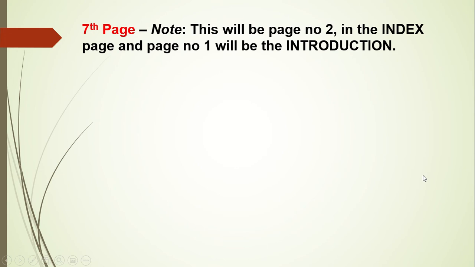Now the seventh page. This will be denoted as page number 2 in the index page, as page number 1 was the introduction. Note that the analysis of weather data heading which you have written on the ruled page will not be given any page number, and so it will not be mentioned in the index. Hence, this seventh page of your entire project will be denoted as page number 2 in the index page. Now what you have to do on this page follows afterwards.